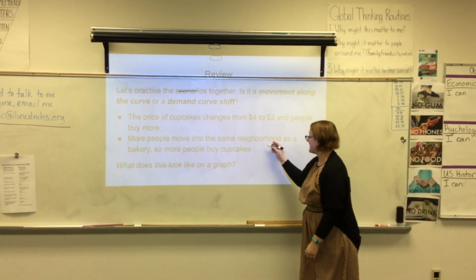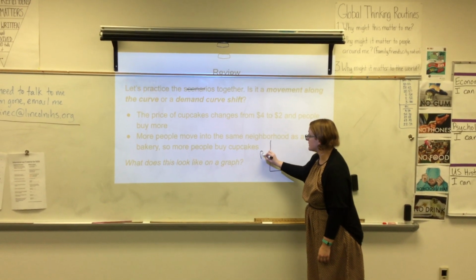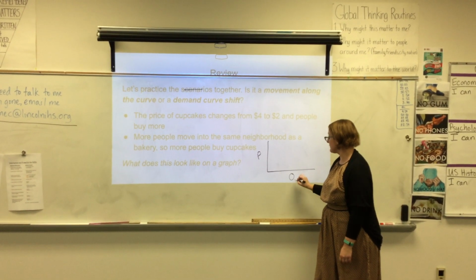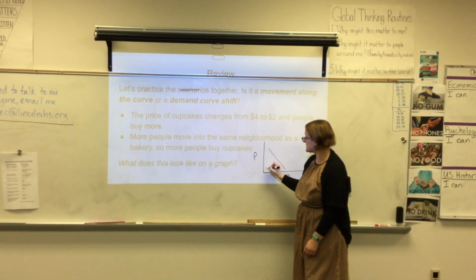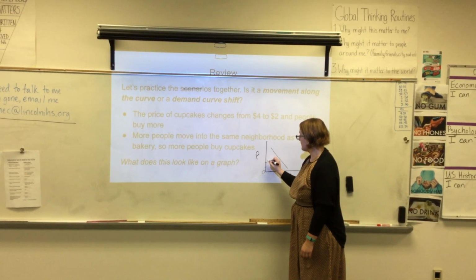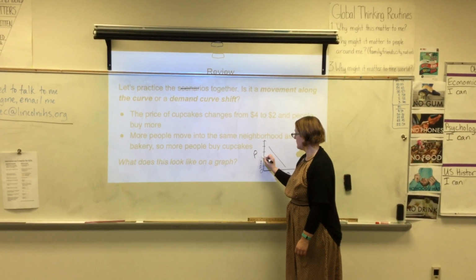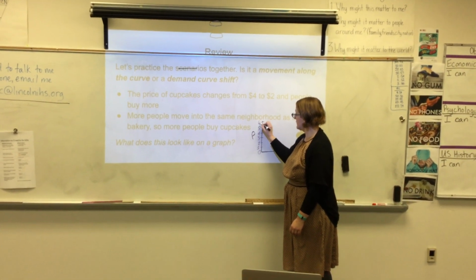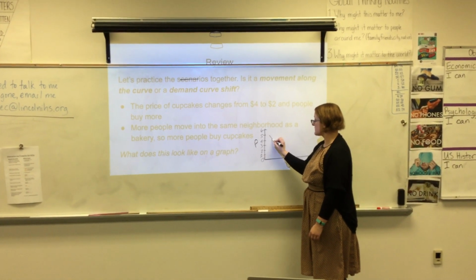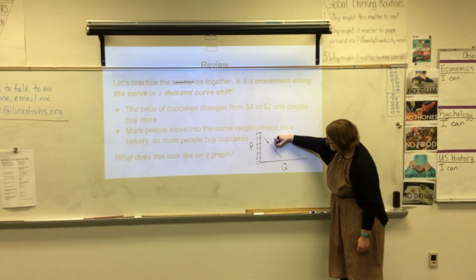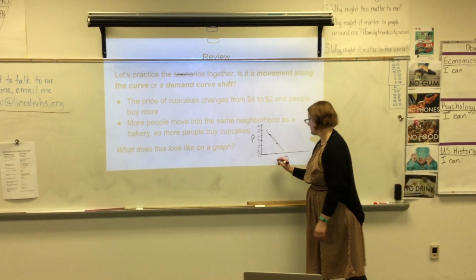Now you're back. And so you should have a graph that looks like this, where we've got our price, we've got our quantity, and we've got our cupcake line. Right? So let's say our cupcake price went from $2 to $4. That was just a movement along the curve. We're on the same line, we're not moving lines at all, right?